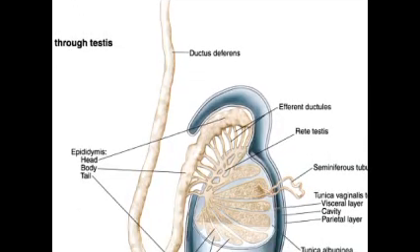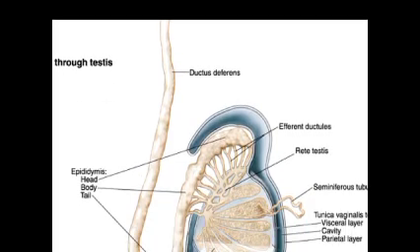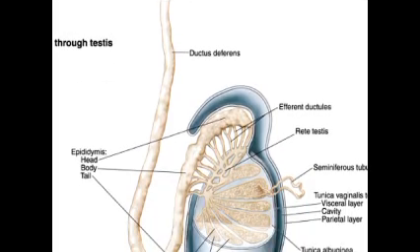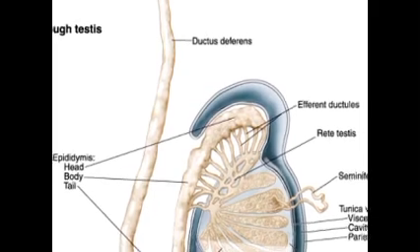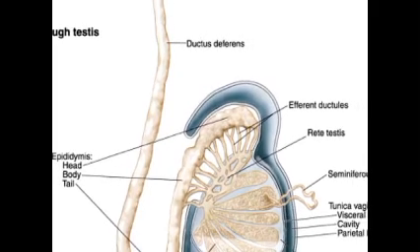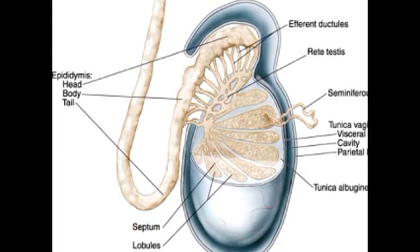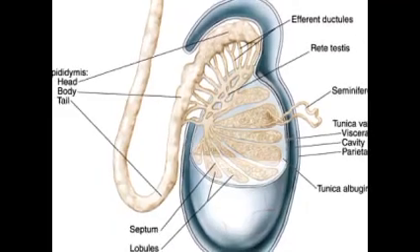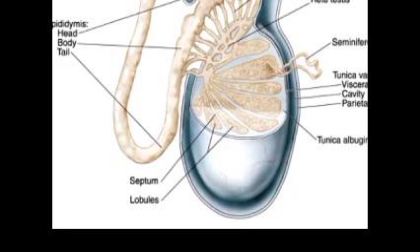Section through testis. Ductus deferens. Epididymis: head, body, tail. Efferent ductules. Rete testis. Seminiferous tubule. Tunica vaginalis testis: visceral layer, cavity, parietal layer. Tunica albuginea, septum, lobules.